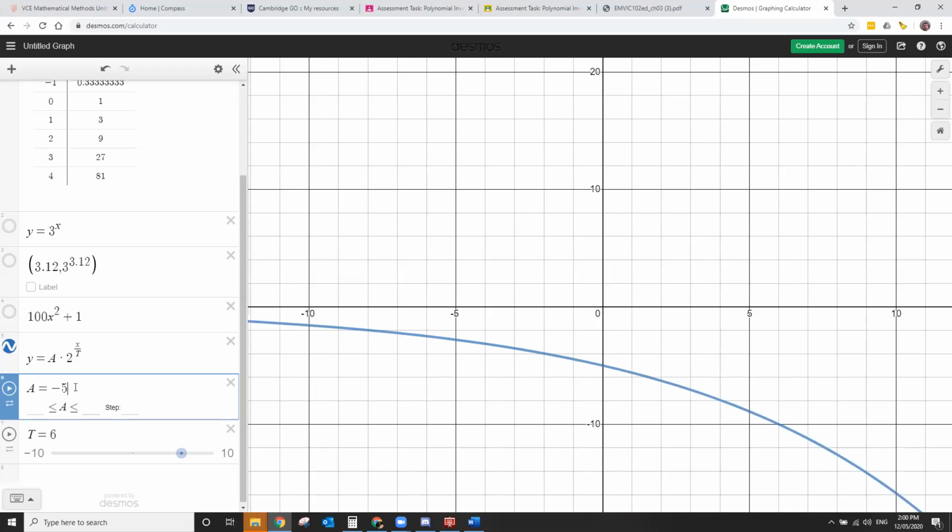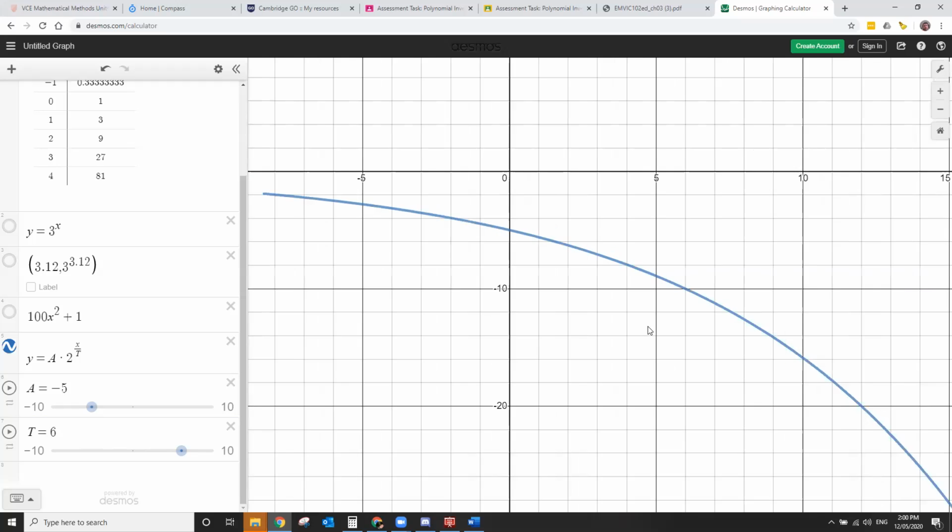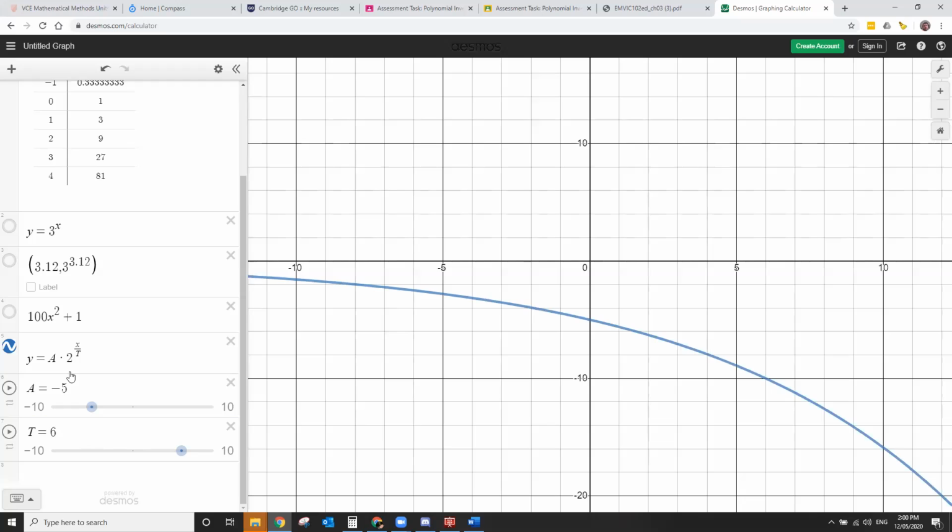So when we start with a negative number, we're taking a negative number and multiplying it by a bigger and bigger value. So it's just going to get more and more negative. So putting a negative number out the front actually flips our graph over so that it looks like this.